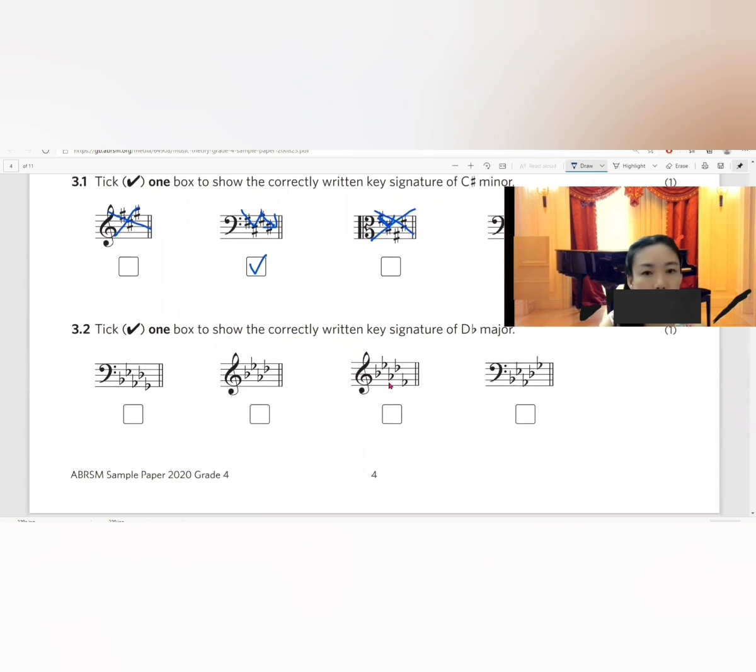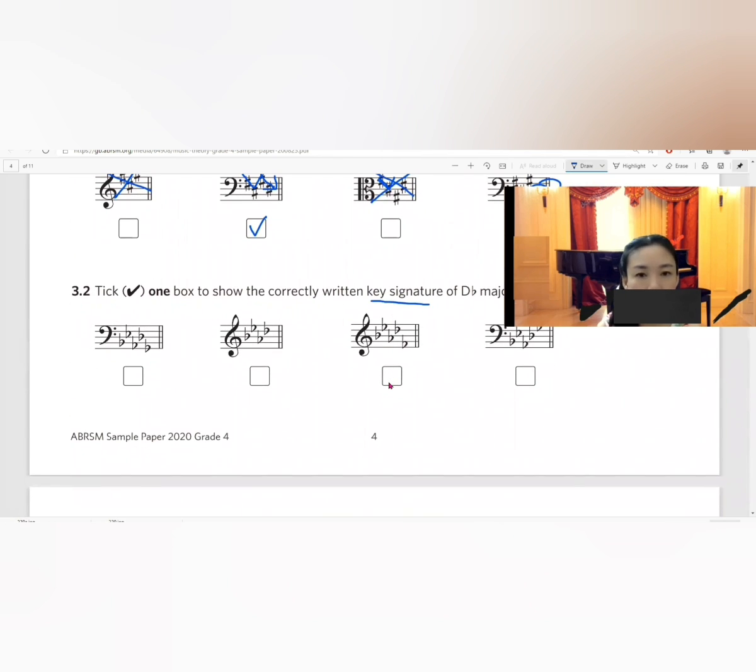Next one, 3.2, key signature. Tick one box for the key signature of B flat major. This one has 5 flats: B flat, E flat, A flat, D flat, and G flat. So 5 flats, the sequence B, E, A, D, G. Yes, the first one is in the right sequence and the position is also right. This is only 4 flats, so this is wrong. The last flat here should be G flat, but they put F flat instead, so this is also wrong. And this one is also wrong. The G flat should be down here. So only the first one is correct.